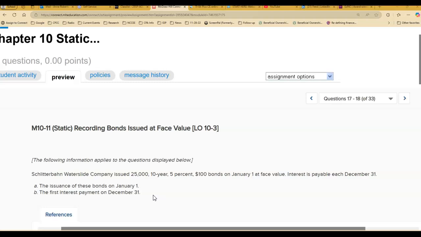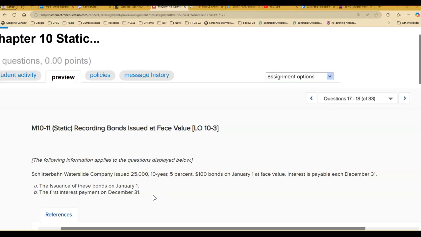If this question had something like, we're going to pay out interest every 6 months, then we wouldn't be paying $5 per bond. We would be paying how much? Because remember, $5 is for the whole year. So if we're paying the interest every 6 months, we would be paying $2.50 per bond. Okay? So make sure you're catching little nuances like that.